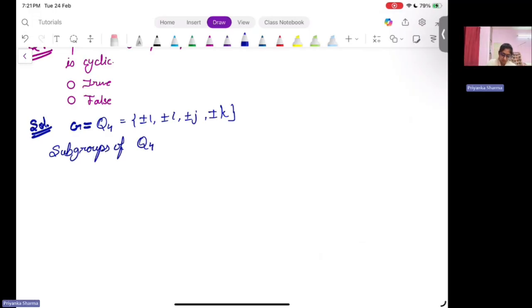Subgroups of Q4. So first, the identity one. As we know, identity is always normal in a given group. So yes, this is normal. And I should write this.